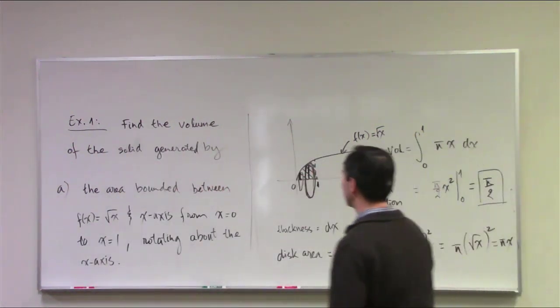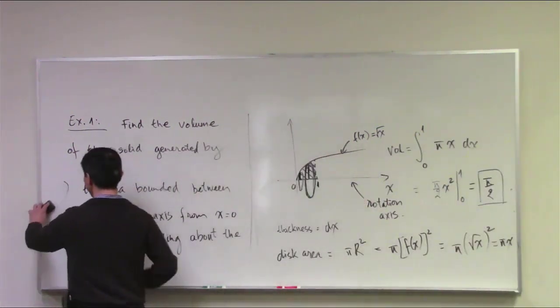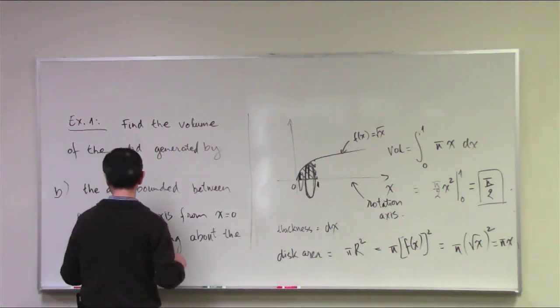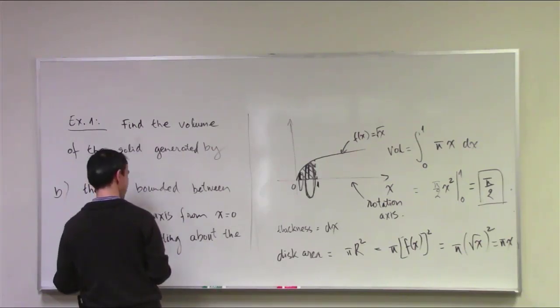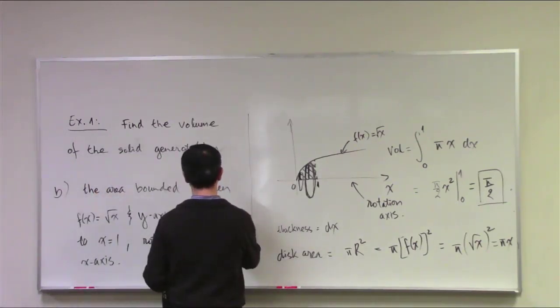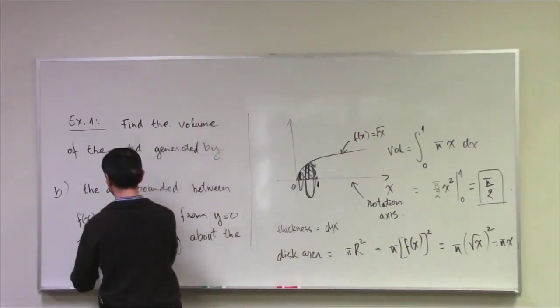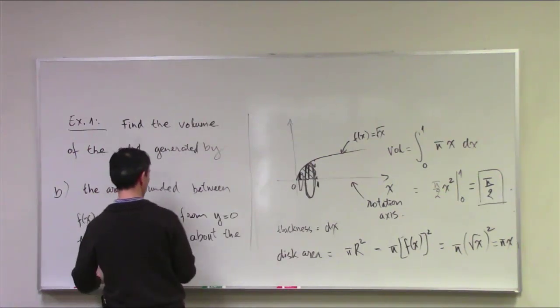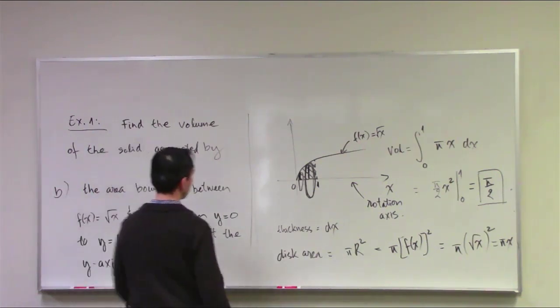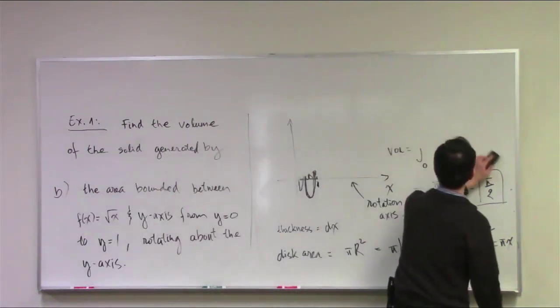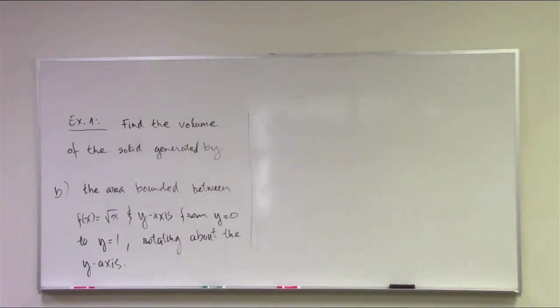All right, so I'm going to write it down right here, part B of the example. It's the area bounded between the same curve and the y-axis, from y equals 0 to y equals 1. And we are rotating about the y-axis. Right, so now, got the problem written down so far?